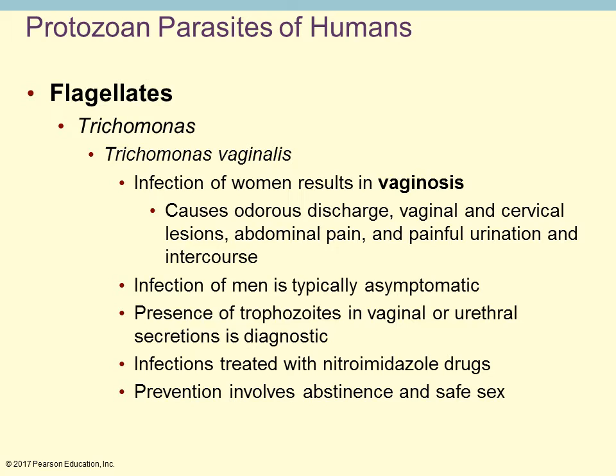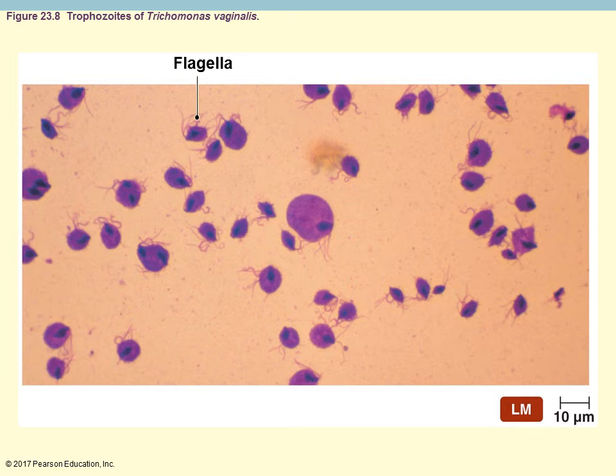In women, it can cause vaginosis. Men typically are going to be asymptomatic. Even though they are asymptomatic, they can transmit to the partner. Infections can be treated with various antibiotics. Prevention would involve safe sex practices or abstinence. And this shows the causative agent. As you can see, it does have flagella, and typically multiple flagella.